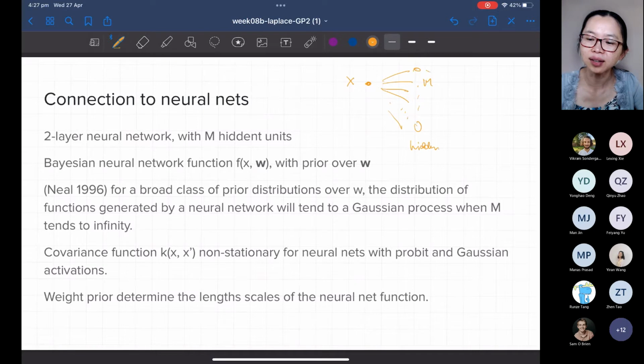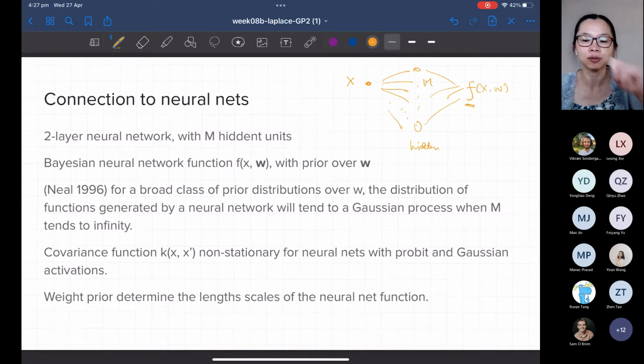There are m of these, and then there is, let's say, one output, which we write as a function of the input and the weight. So this is what the neural network function f of x comma w stands for, and we have a prior over the weight.